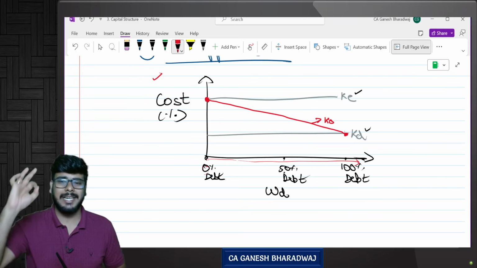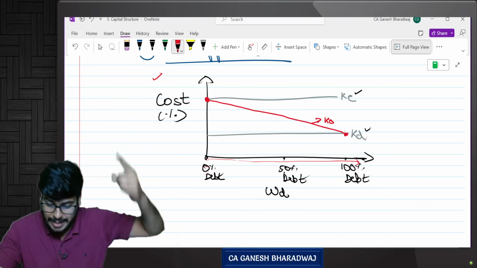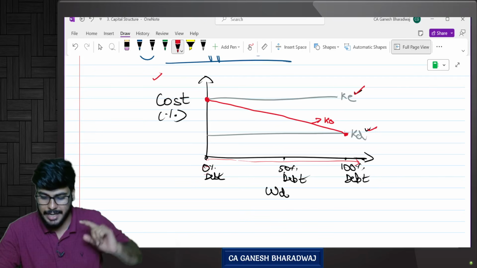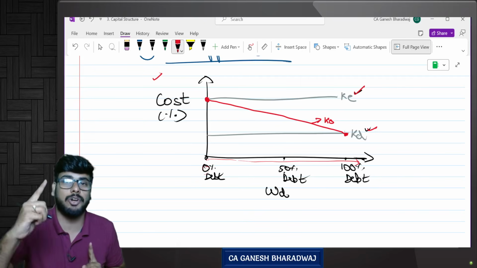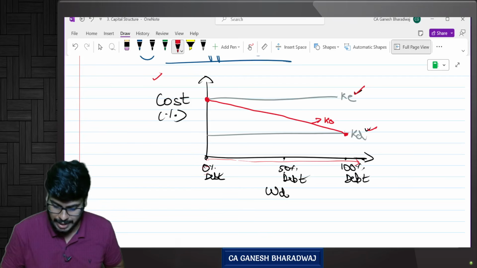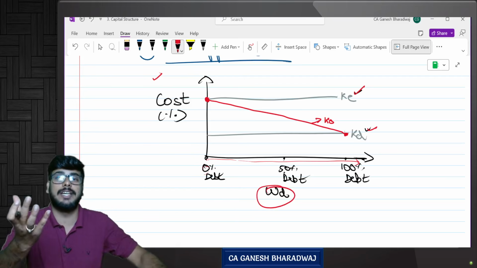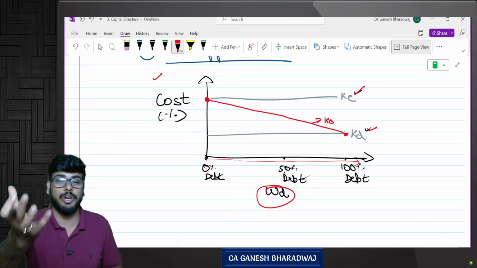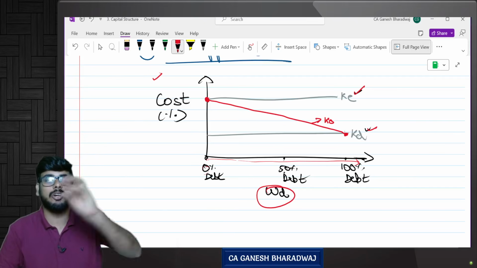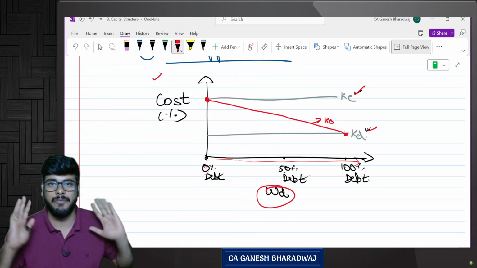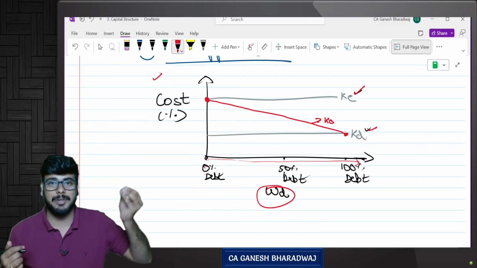Now your KE and KD remain constant, and KE is always greater than KD. That's why KE is above, KD is less. As you increase more component of debt into your capital structure, that is, as you infuse more debt as a percentage, your overall cost of capital will reduce. Why? Because now you are raising more money from a cheaper source of finance.